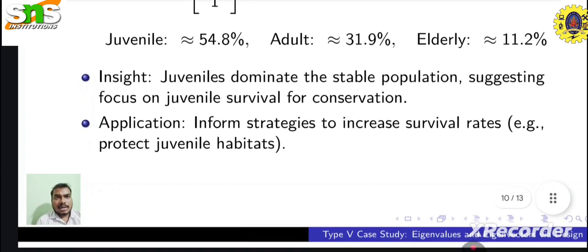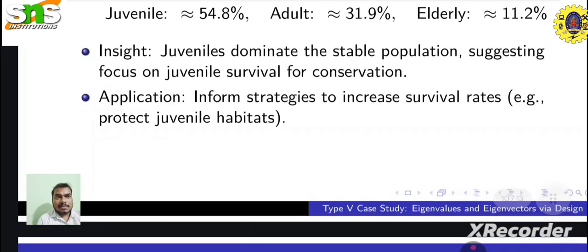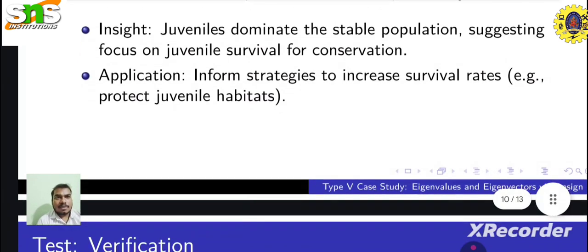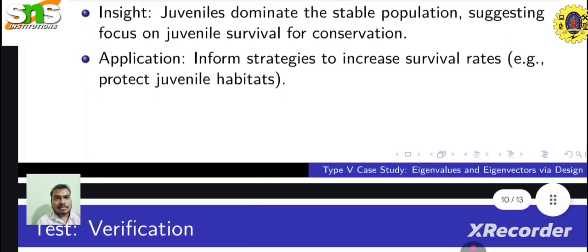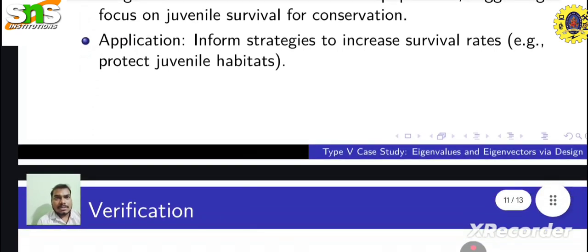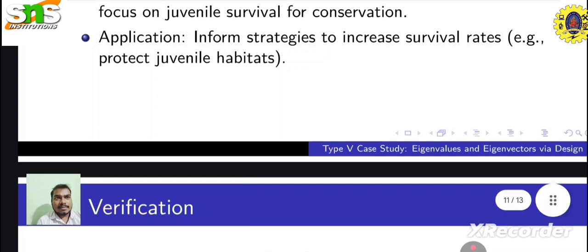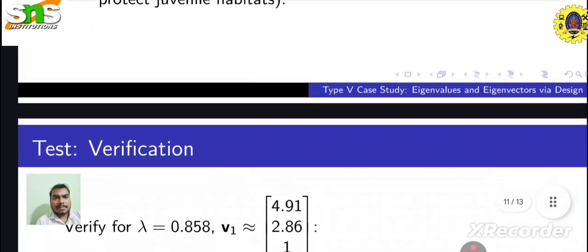Insight: juveniles dominate the stable population. This suggests focusing on juvenile survival for conservation. Application: to inform strategies to increase survival rates.